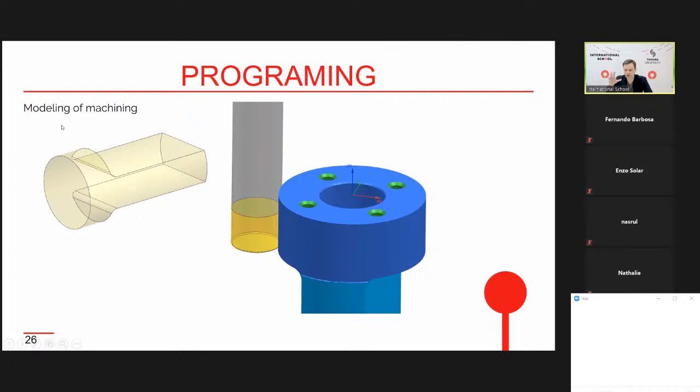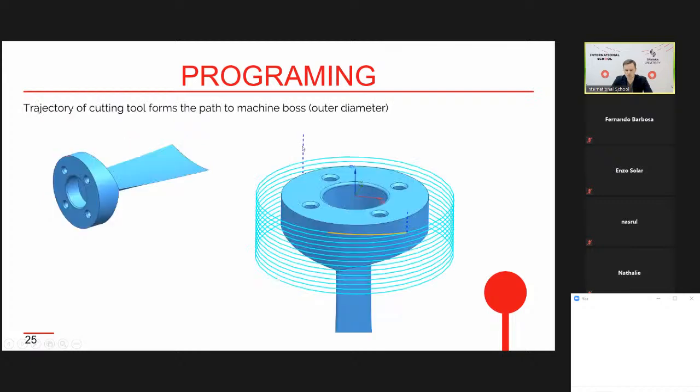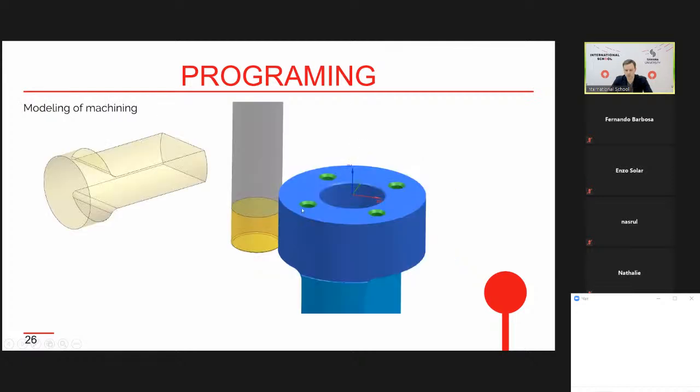After the trajectories are made, we usually make modeling of machining. So there is a workpiece in this software. This is the model of the cutting tool. The yellow is the cutting part of the cutting tool, and this is the holder of the cutting tool. And you can see the machining according to the previous trajectory you saw. So this trajectory provides this machining.